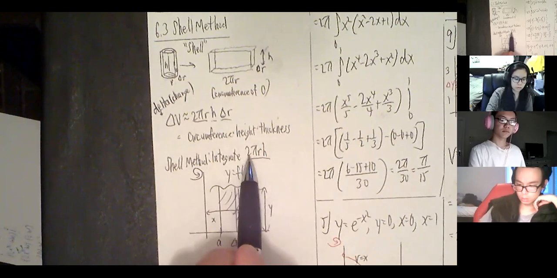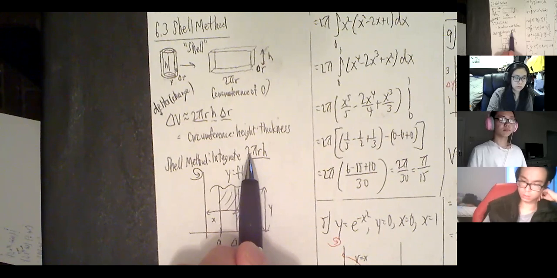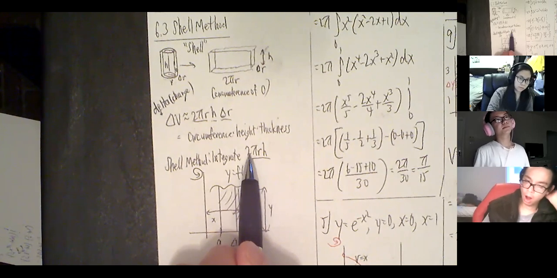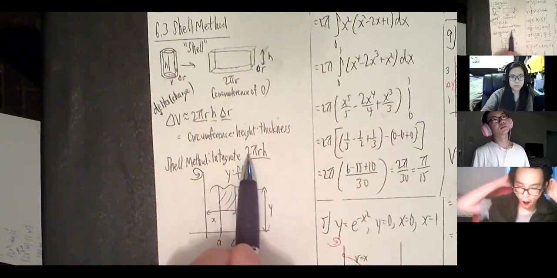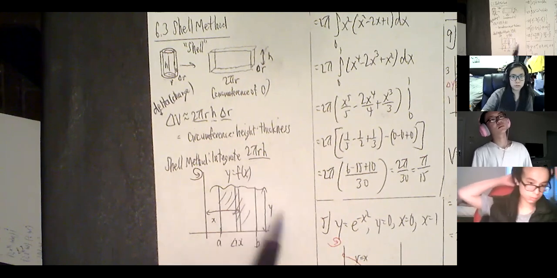So in short, when you're doing the previous method, the disk method, you're integrating pi r squared. For the shell method, you're integrating 2 pi r h.